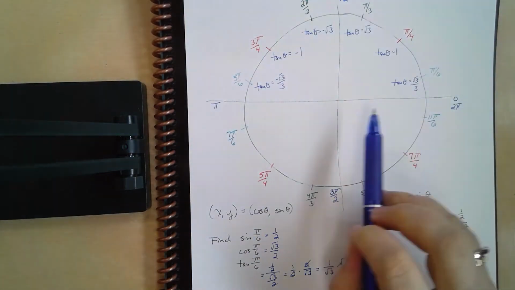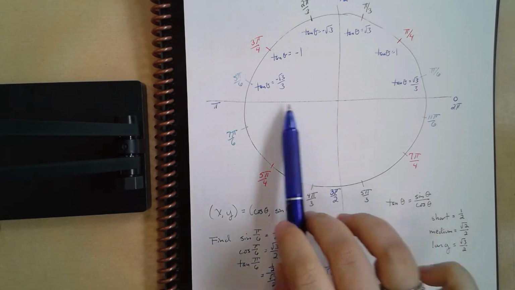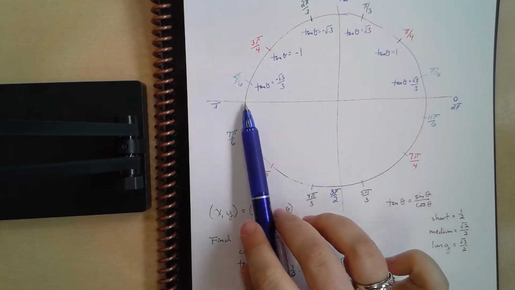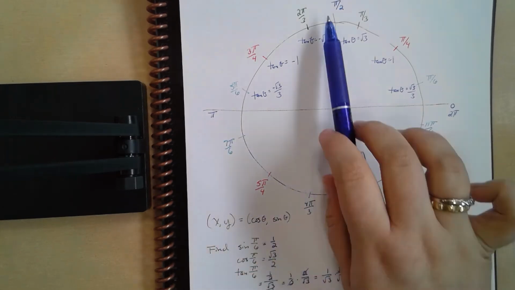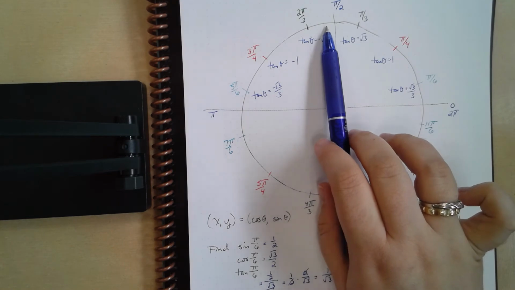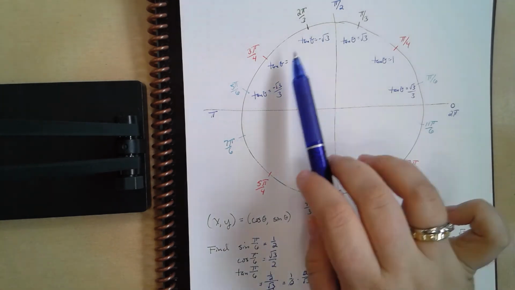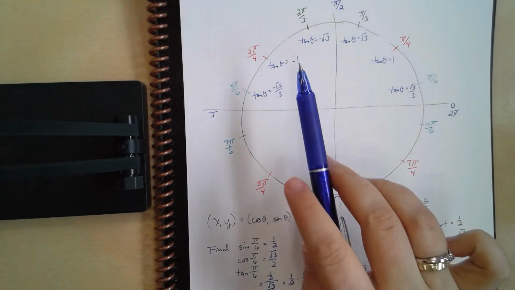And that makes sense because here our cosine values are going to be negative on our x-axis, but our sine values are still going to be positive. So if you put sine over cosine, you're going to have positive over negative. You're going to get negative values here.